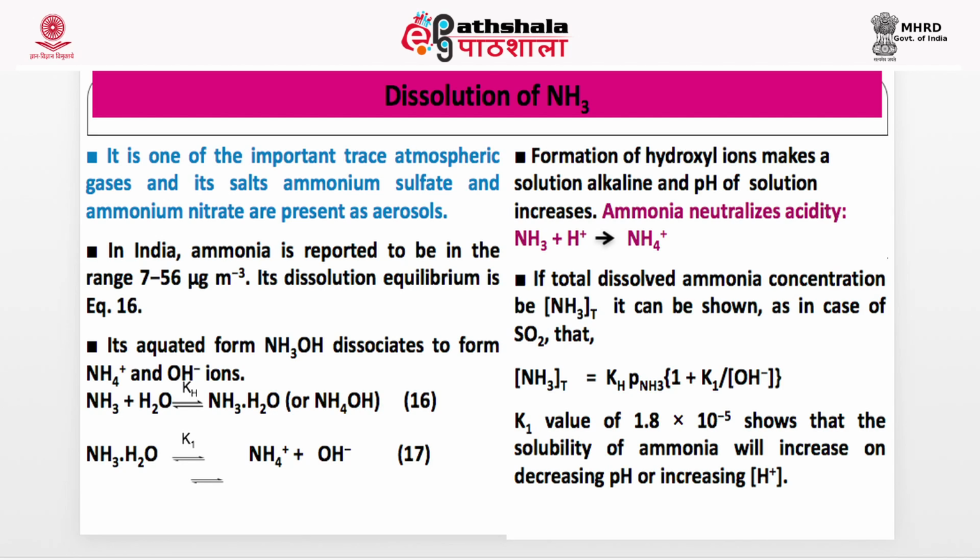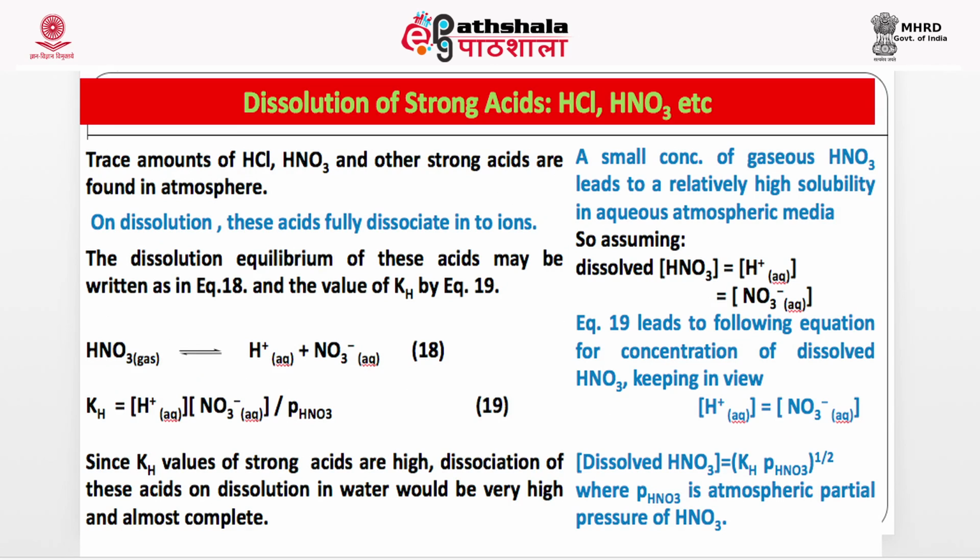The total dissolved ammonia concentration, NH3T, in water can be shown, as in the case of SO2, that NH3T equals this equation. This PNH3 is the partial pressure of ammonia in the atmosphere, this is the OH ion concentration, and this is the Henry's law constant. Dissolution of strong acids, HCl, HNO3, etc. Trace amounts of HCl, HNO3 and other strong acids are found in the atmosphere. Remember, they are present only in small amounts. On dissolution, they fully dissociate in water.